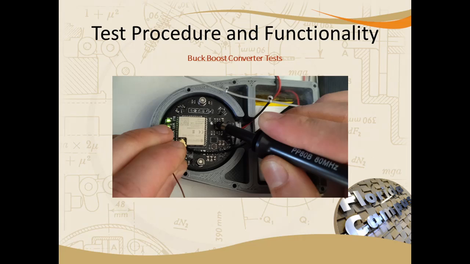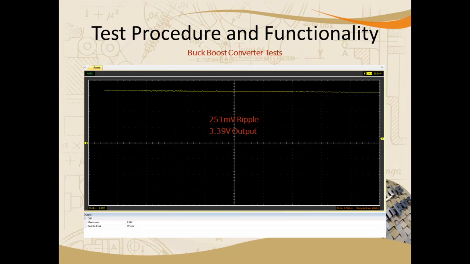Here's me testing the buck-boost converter. As you can see, I'm probing the 3.3 volt and ground line on this circuit. I got a 251 millivolt ripple, which is quite high. It's something that could be improved upon. And then 3.39 volt output.